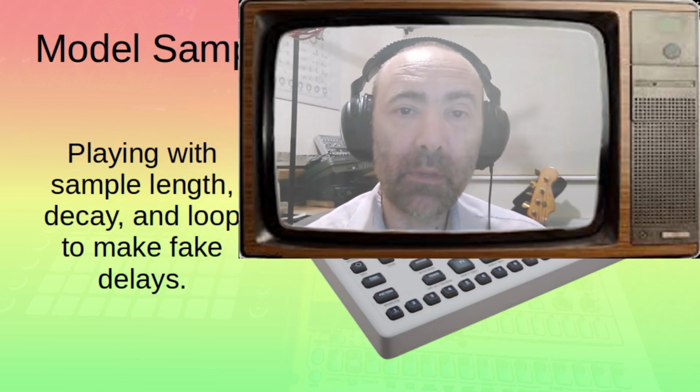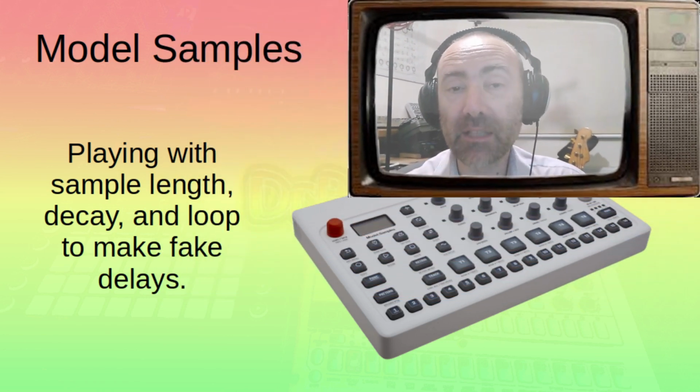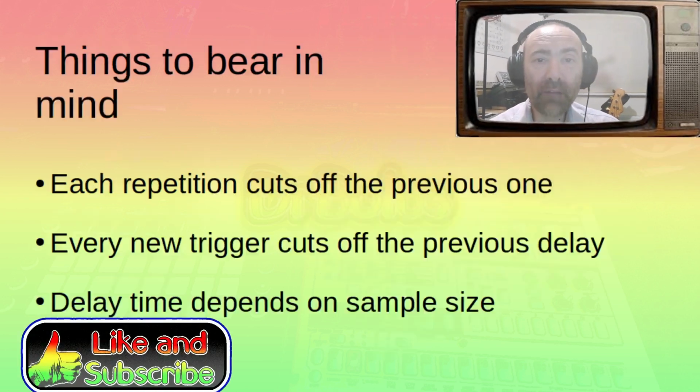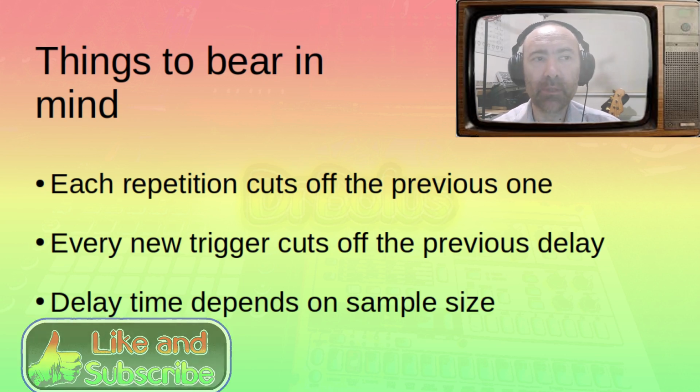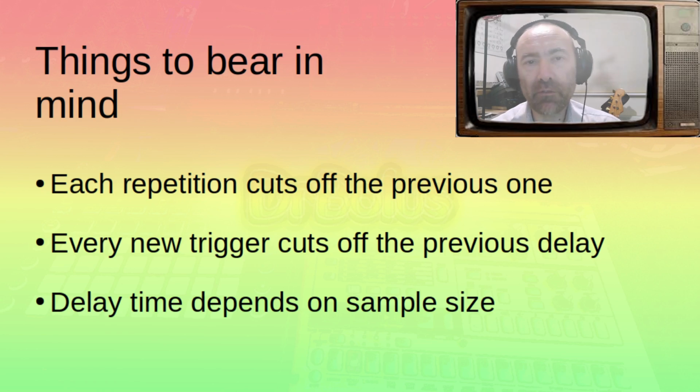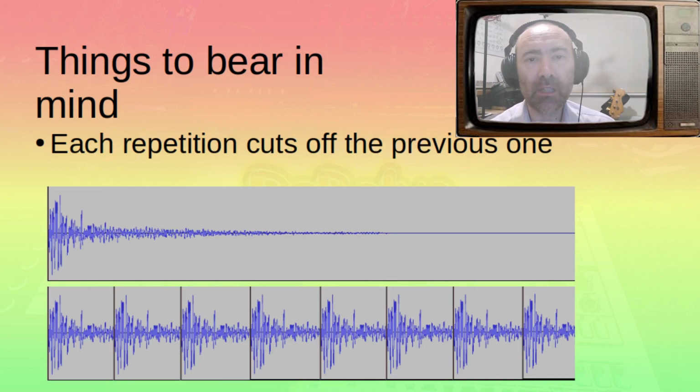This week we are looking at the samples again and our little fake delay using the loop. So we are going to be playing with sample length, playing with decay a little bit, and the loop. That's how we're going to make our fake delays. What you have to bear in mind when using this technique is that each repetition is going to cut off the previous repetition. Every new trigger cuts off the previous delay, and the delay time will depend upon sample size. I'm going to go through each of these and show you exactly where the issue lies with them all. Let us start with looking at how each repetition cuts off the previous one.